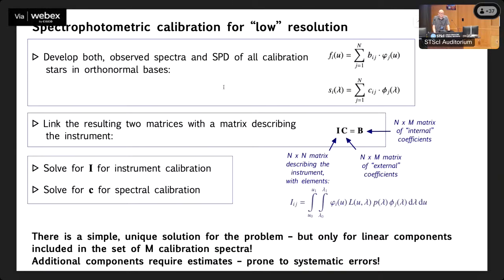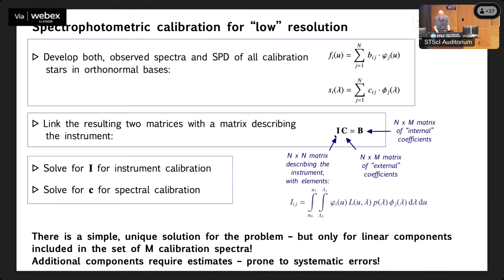For the lower resolution spectroscopy problem, the situation is very similar. The only difference is that we have to produce two orthogonal bases from our spectra, for the internal and the external one, and we link them by a matrix describing the instrument in this case. The elements of this matrix are then just the observations of the basis functions projected on the basis of the observed spectra. And we can just solve this problem again for the instrument matrix if you do the instrument calibration, or for some matrix C of the coefficients if we want to calibrate a spectrum.